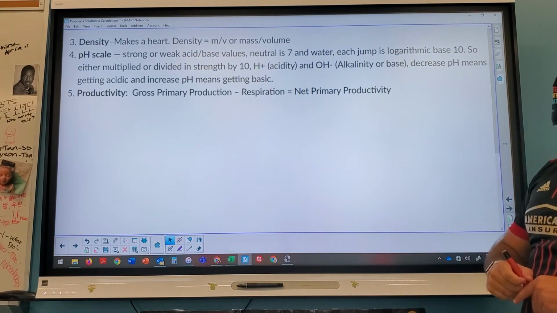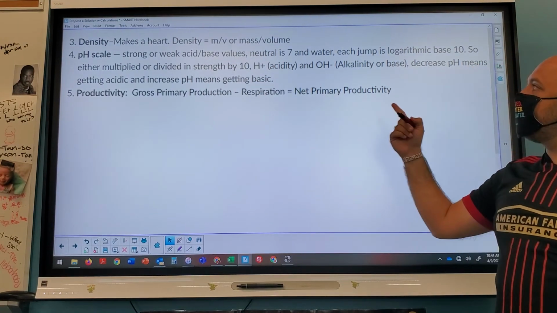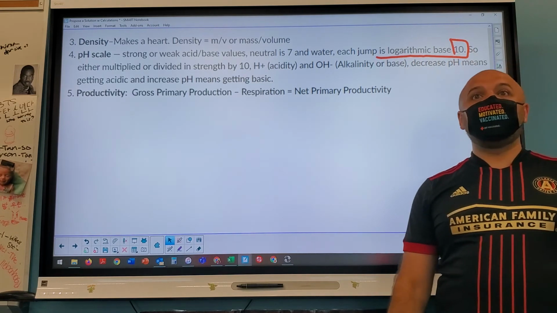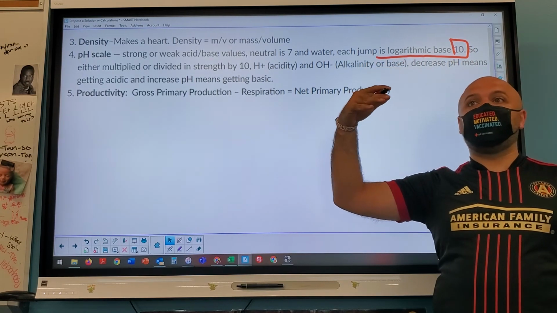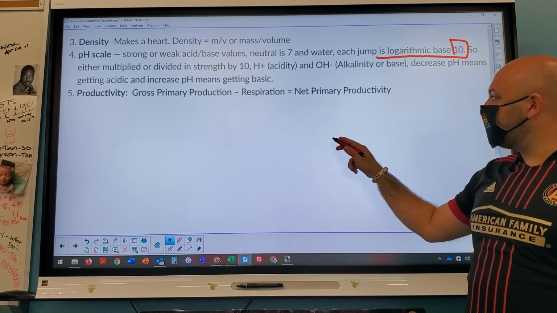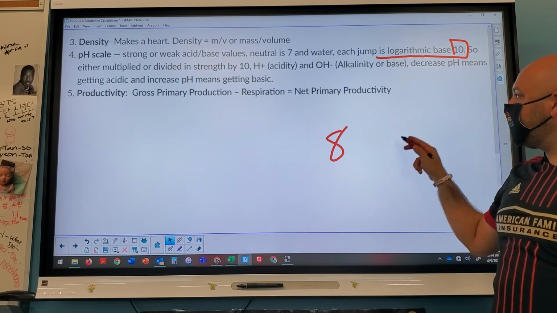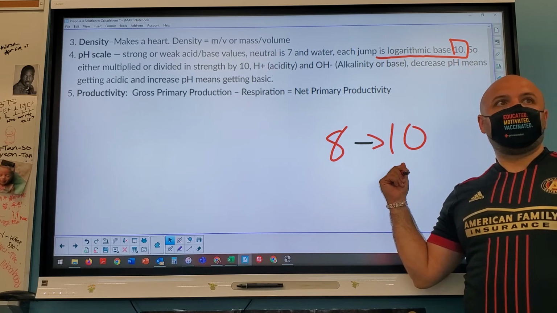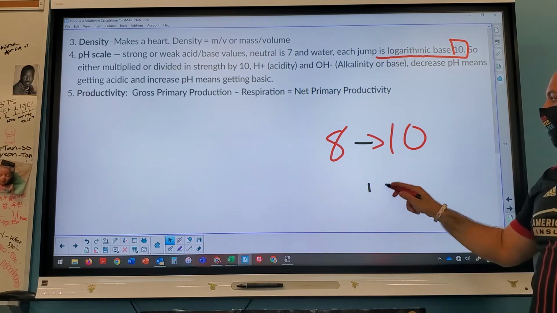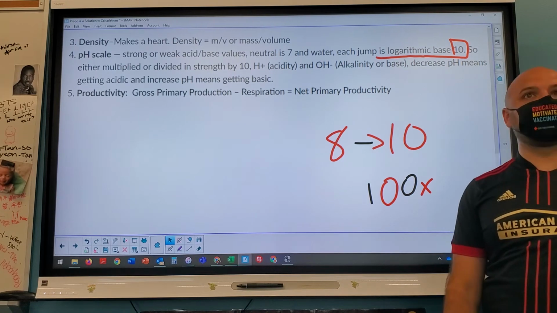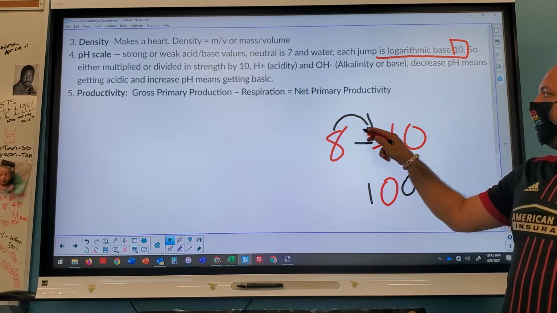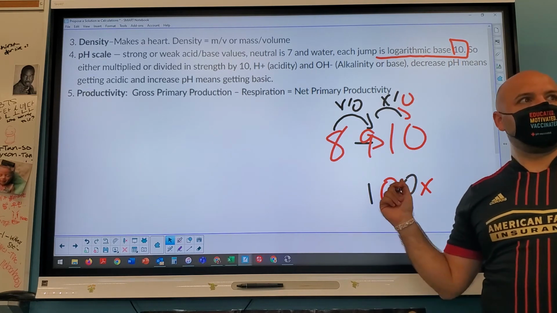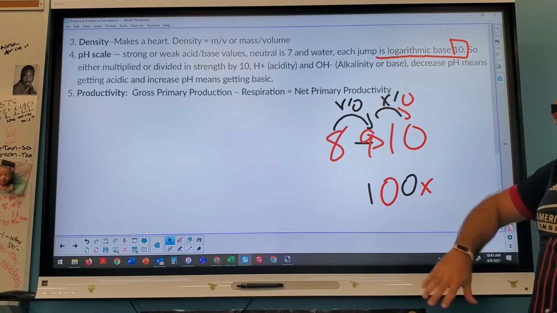Moving on. Density we talked about. The pH scale we talked about already, but don't forget this little detail. It's a logarithmic base 10. That means every one number you go up, the strength is multiplied by 10. So if I increase the pH from, let's say, an 8 to a 10, how much more basic is this 10? It's 100 times more strong, right? Because up 1 to 9 is times 10, and then you multiply by 10 again, and what's 10 times 10? 100. Are we cool with that idea? Each jump is multiplying by 10.